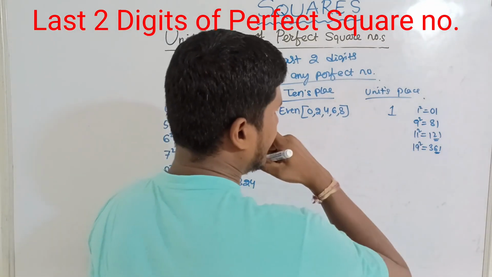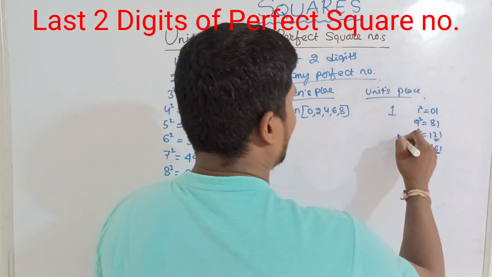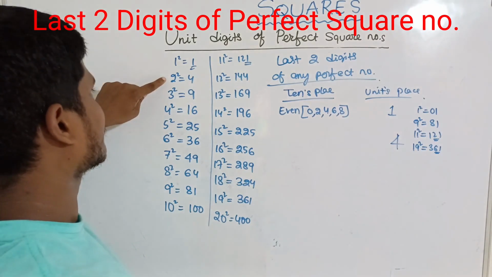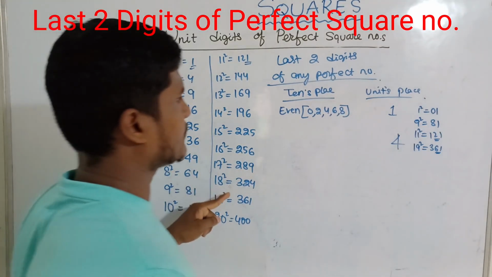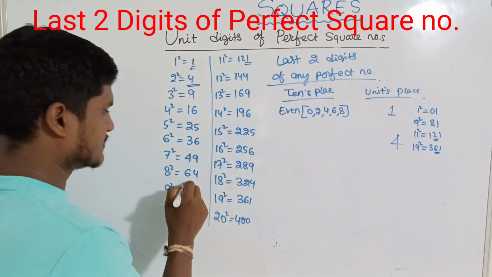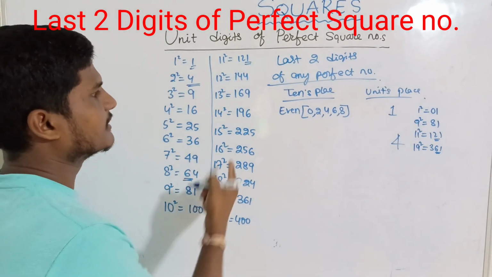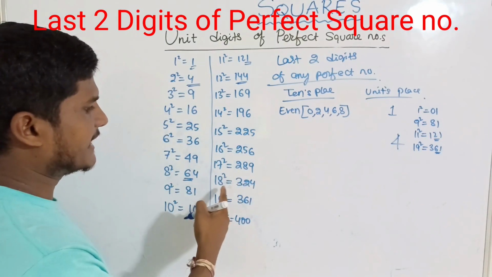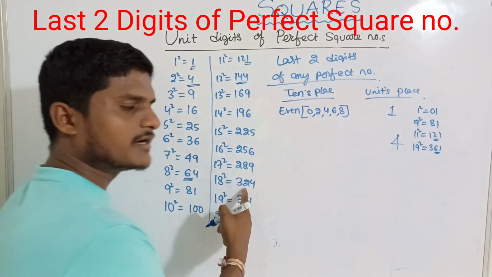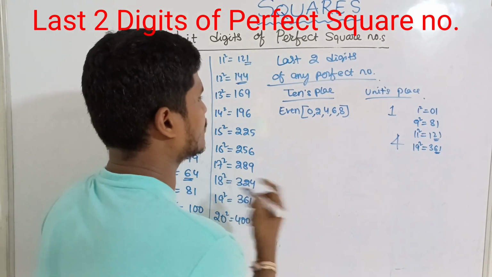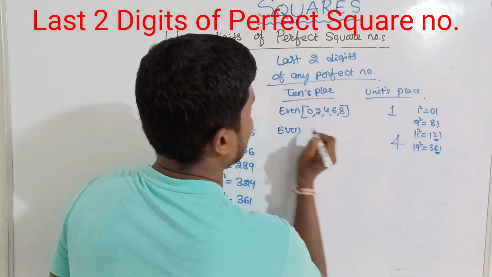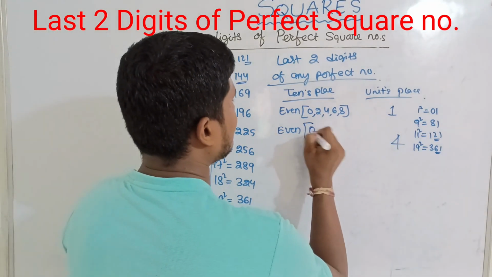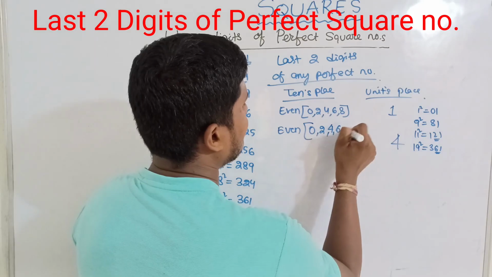So here I draw another. Suppose 4. How do you get 4? 2 squared is 4, 8 squared is 64. Here also observe carefully: 4, 64, the tens place is always even. Here also 12 squared is 144, the tens place is 4, that is an even number. Again 18 squared is 324 and the tens place is 2, even. So even numbers. If the unit place of any perfect square number is 4, the tens place is also 0, 2, 4, 6, 8.